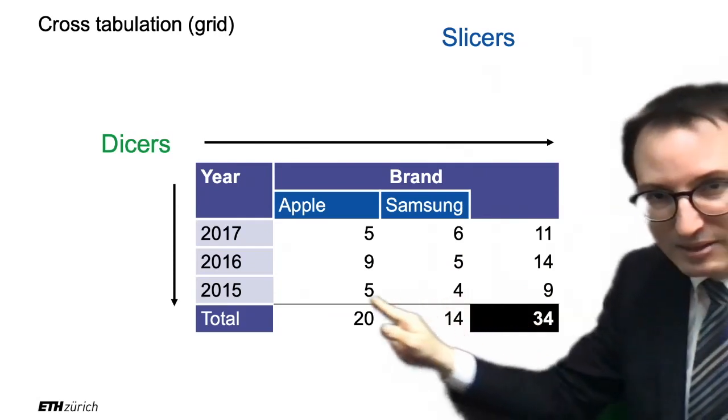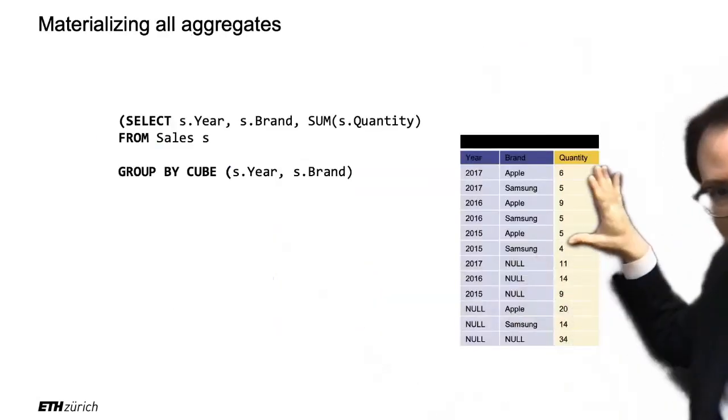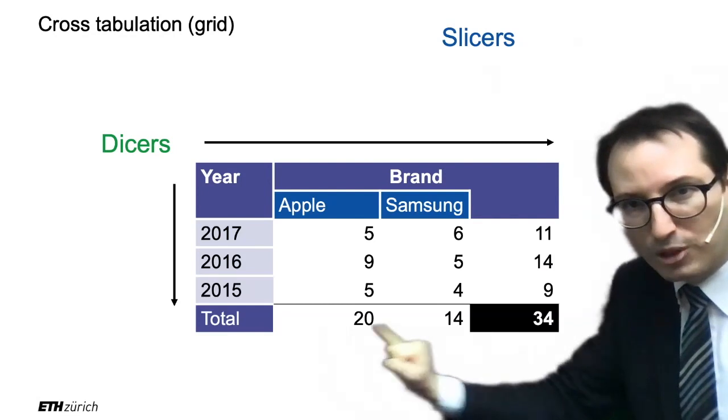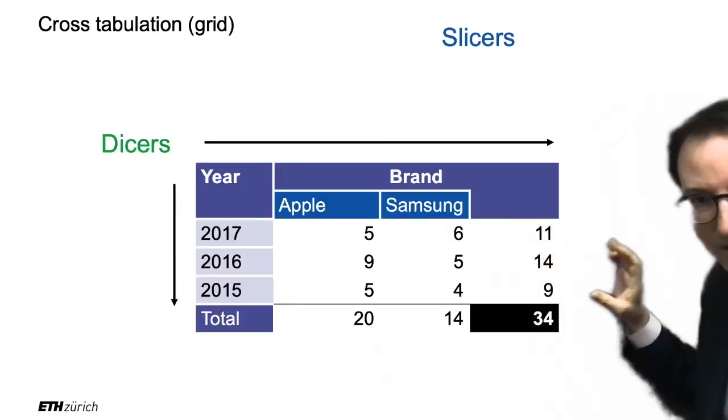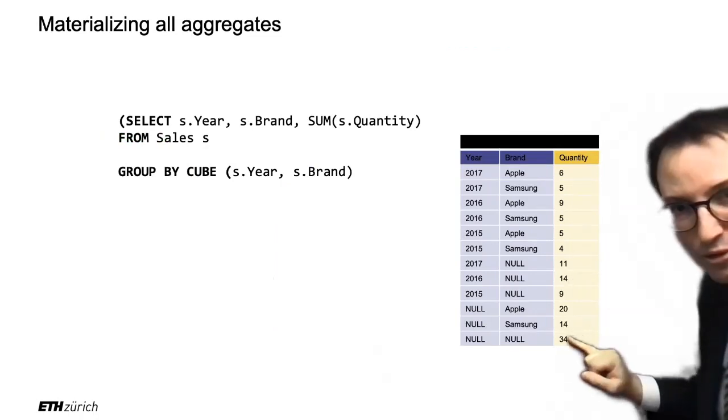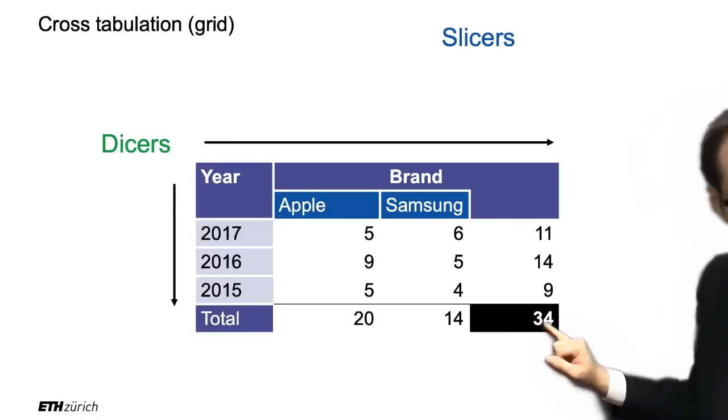So you see these 6 numbers right there, these are the ones here. Then I have my 2 subtotals for the brand, these are the 2 here. And I have my 3 subtotals for the year, these are my 3 here. And the grand total 34 is here. So there is a one-to-one.